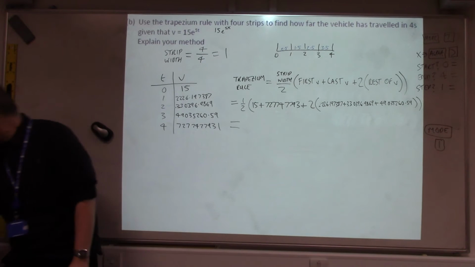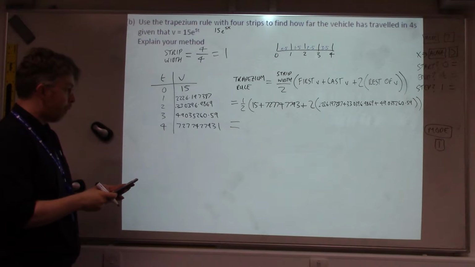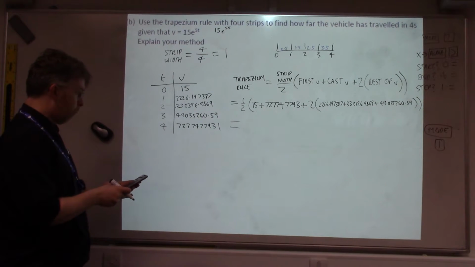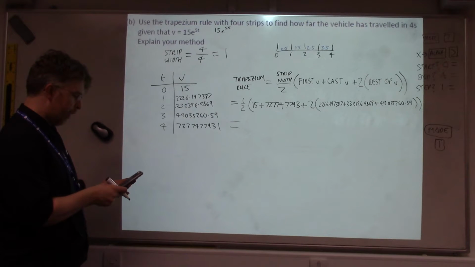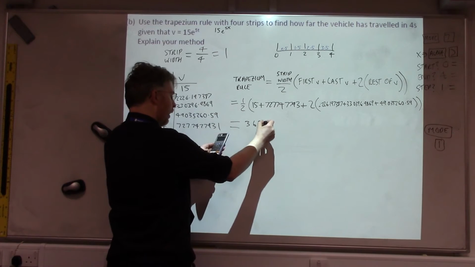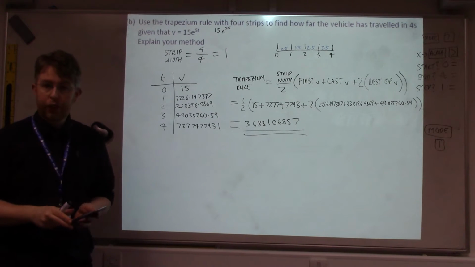Stick it all into the calculator and see what we get. So 1 over 2, open bracket, 15 plus 72774779331 plus 2, open bracket, 2226.197387 plus 330396.9869 plus 4903520.59. Close bracket equals, we get 3688106857 as our trapezium rule estimate.